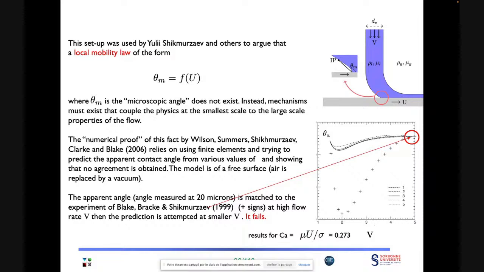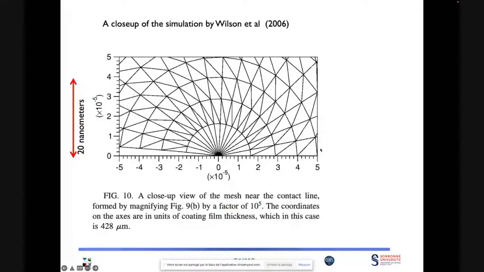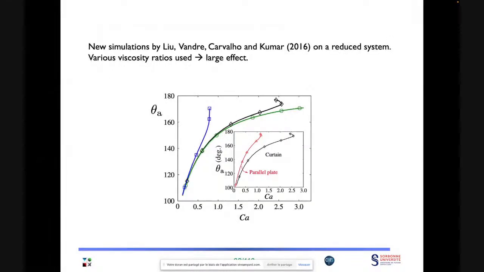And so the apparent angle is matched to the experiment, and then you redo the simulations at various values of v. So you match it here, and then you redo it at various velocity v, and apparently it fails. And this is a close-up of the smallest length scale at 20 nanometers. So they did go down to less than a few nanometers for their finite elements.